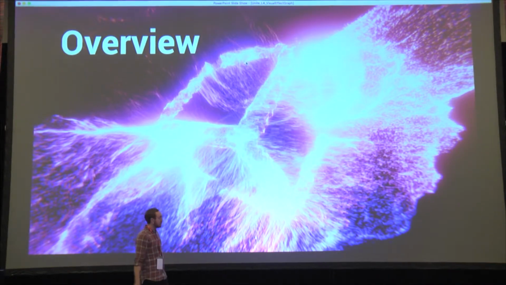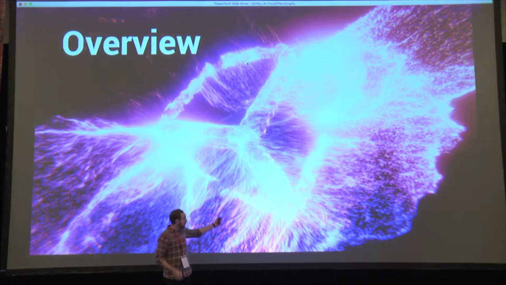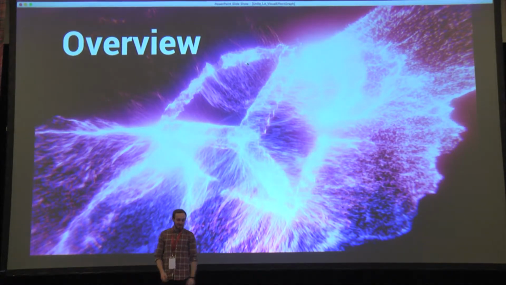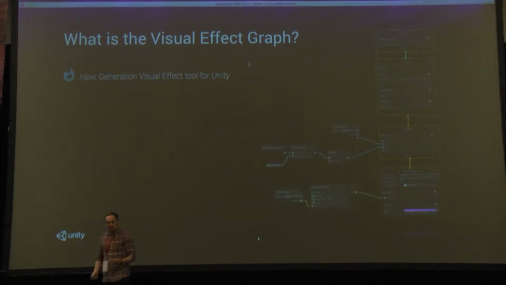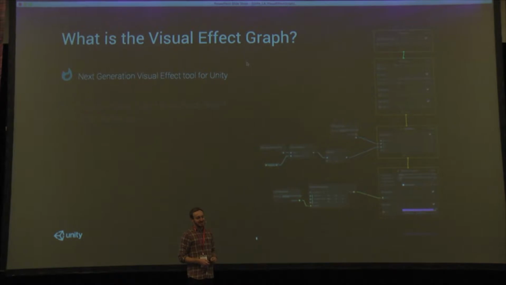So I want to go over a quick overview first, and then later on we're going to show you how to make this effect. So what is the Visual Effect Graph? As I explained in the keynote, this is what our marketing team calls a next generation visual effects tool for Unity. But what does that actually mean?